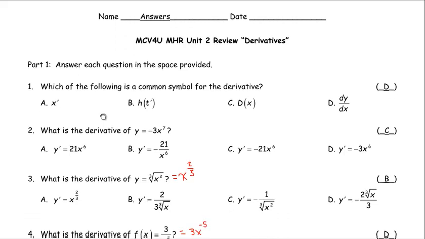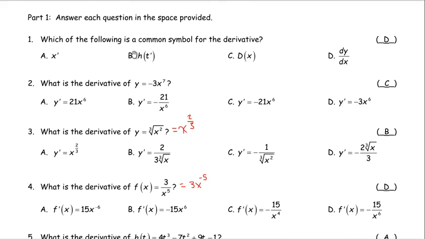So first of all, some multiple choice here. Which of the following is a common symbol for the derivative? And the only common symbol for the derivative here is the dy dx symbol. This is just a function notation. This is kind of close, but the prime would actually be in there. If we get rid of that prime and put the prime here, that would actually be a symbol for the derivative.